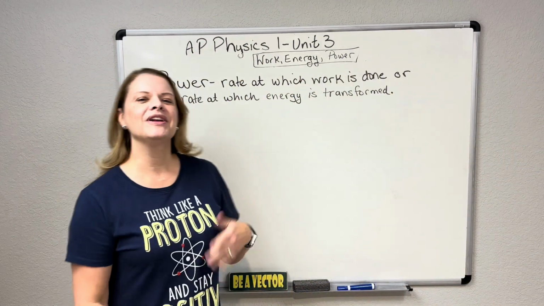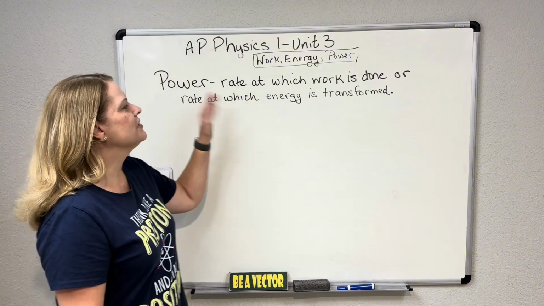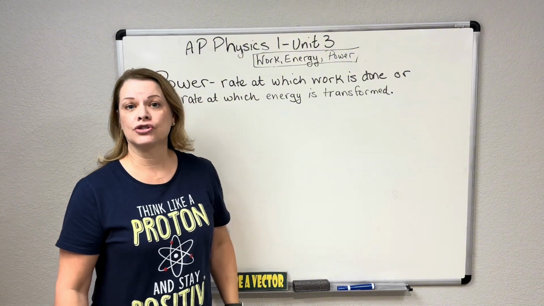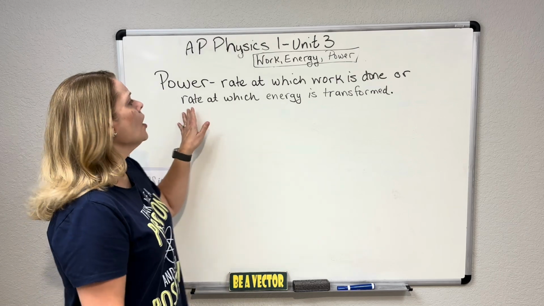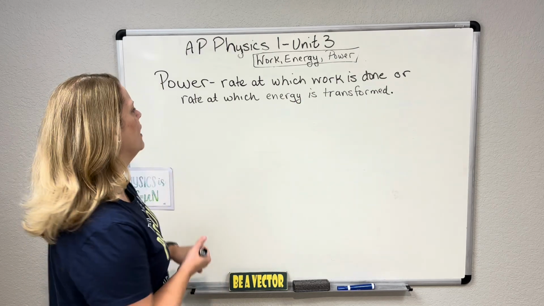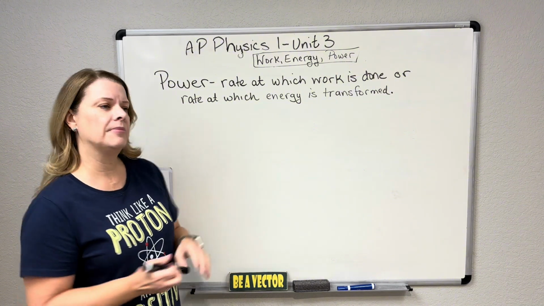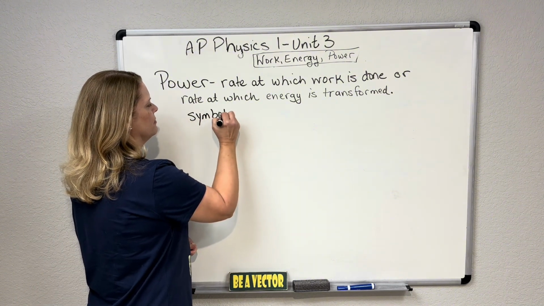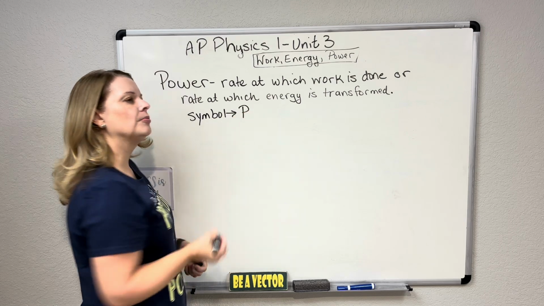All right, I'm going to come over here. We have power. What is it? We've got to define it first. It's the rate at which work is done, or the rate at which energy is transferred, or transformed, actually, either. So it's a rate. It's going to be divided by time. But let's just jump in right here on this symbol. What is the symbol? This symbol is a capital P.